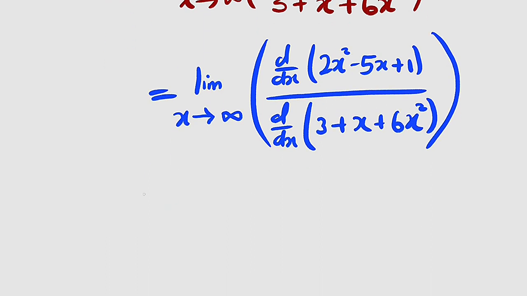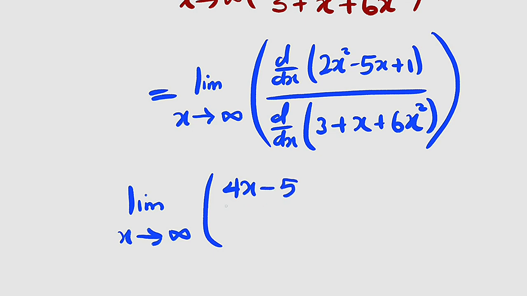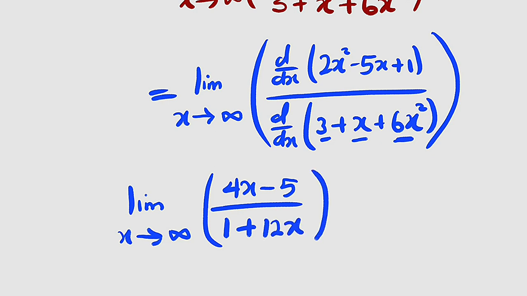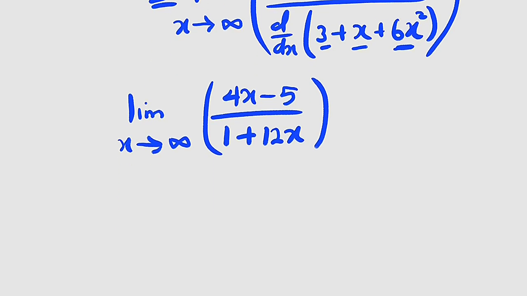If you differentiate the top, this is the limit as x approaches infinity. To the top, we have 4x minus 5. To the bottom, this will give us 0. This will give us 1. So we have 1 plus, if you differentiate this, 2 will multiply 6. You have 12x. And next, we can divide the top and the bottom by x.